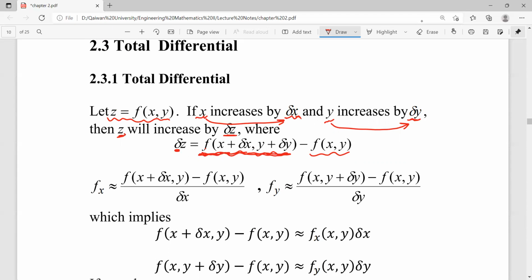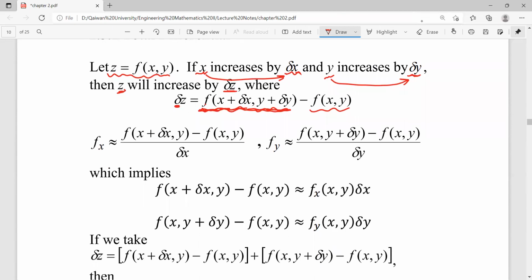And here f sub x is approximately equal to f of x plus delta x and y, minus f of xy, divided by delta x, and also f sub y is approximately equal to f of x and y plus delta y, minus f of xy, divided by delta y. Look, for f sub y we have y plus delta y, and for f sub x we have x plus delta x, and the others are the same.